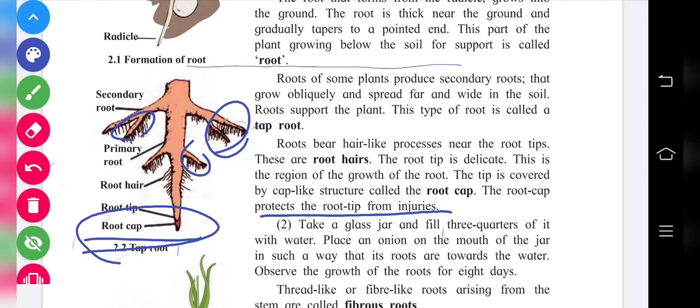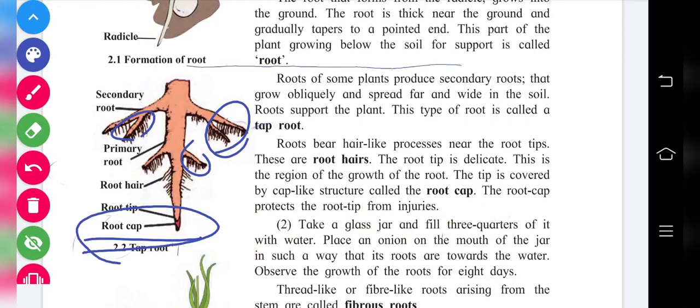Suppose inside the soil there is a bigger rock or some hard material. The root cap can protect the tip from injury, and the root can go in another direction inside the soil. That's a very important part. The root cap is there. So, the second one.